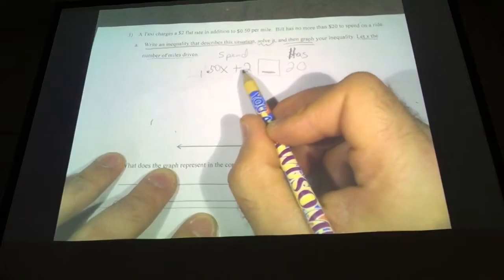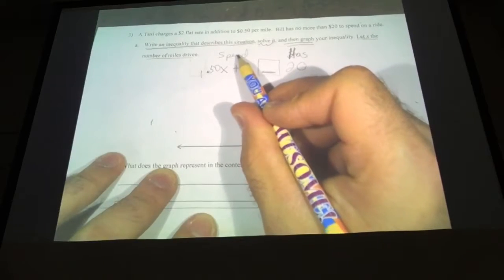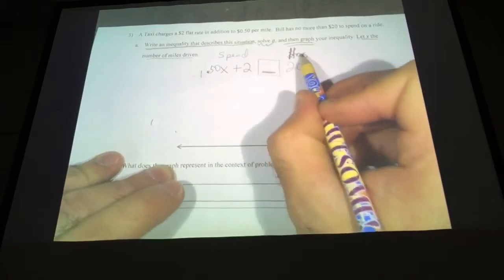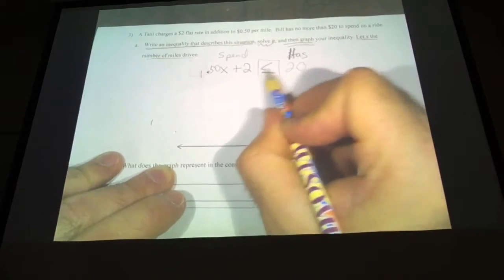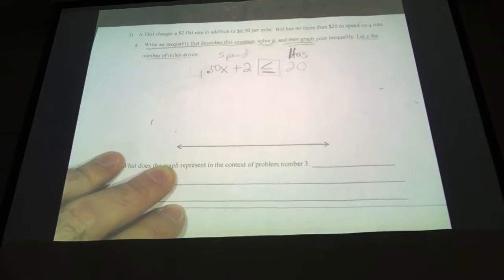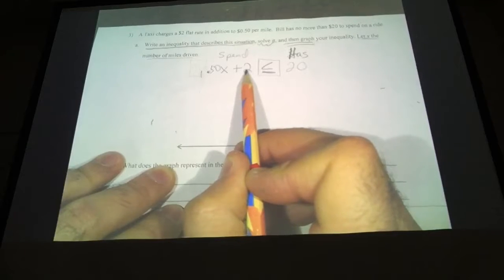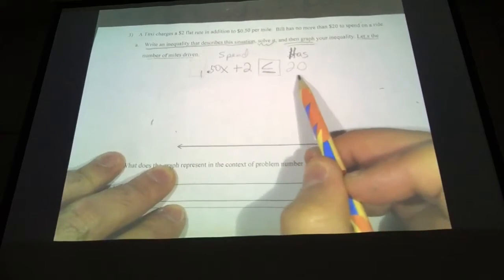Now, we're going to figure out, does he want to spend more than he has, or does he want to spend less than he has? He wants to spend less than he has. So, the next part of this now represents 50 cents per mile plus the initial fee for sitting down in the cab. We want it to be less than or equal to 20.